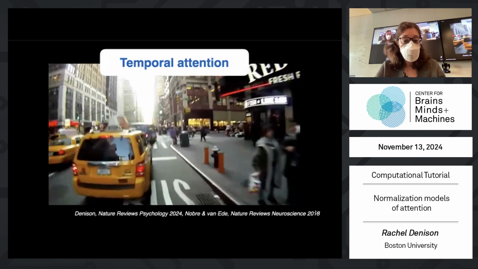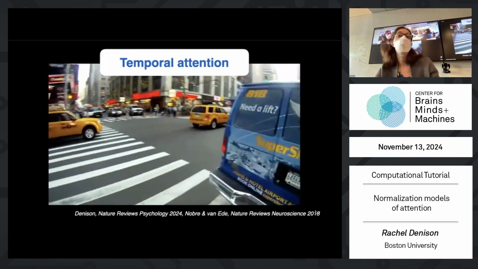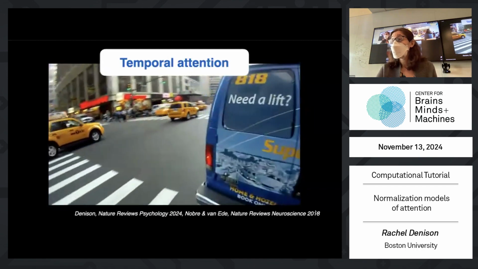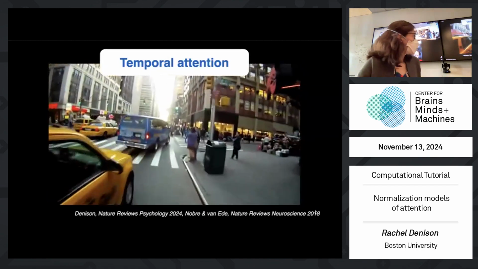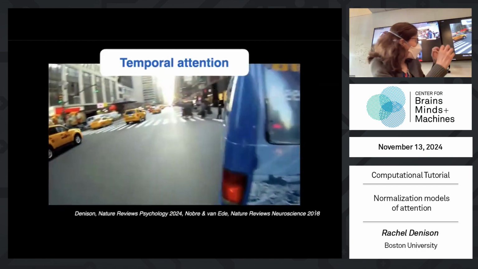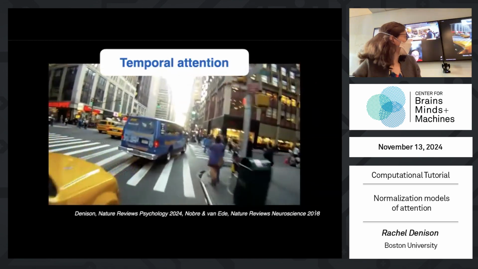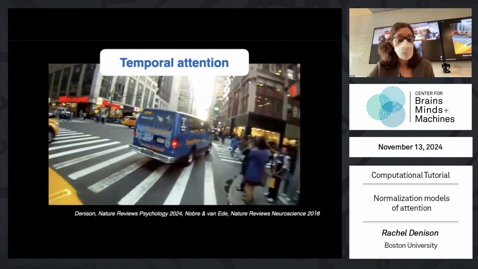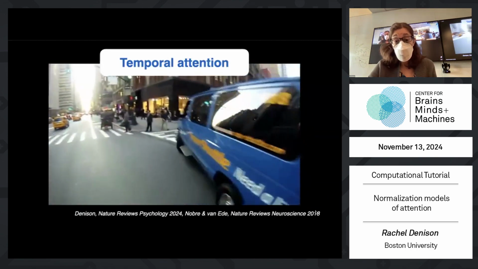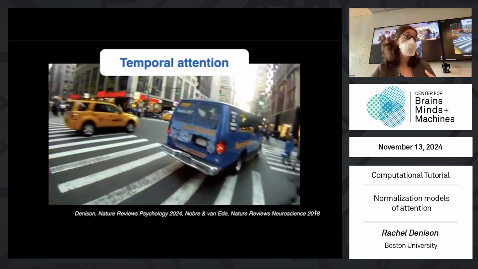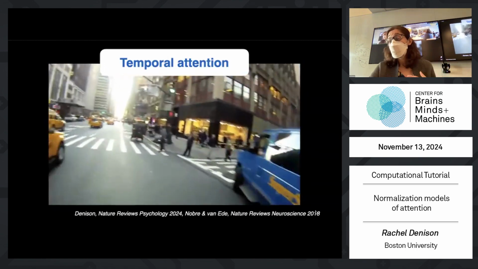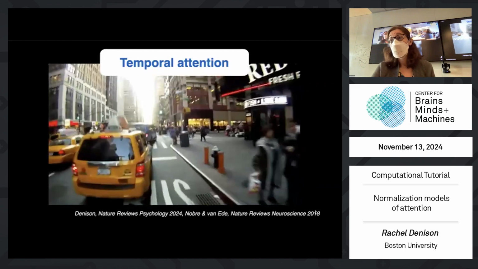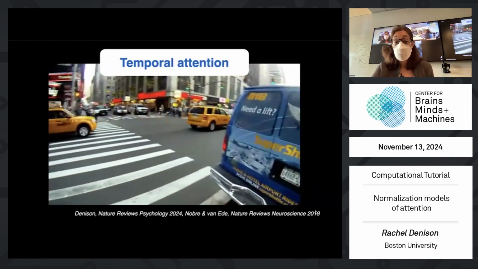The last type of attention I want to mention here is temporal attention. So we can also attend to specific moments in time when something important is likely to occur. I think you already noticed you might want to attend right about this time, right? To make sure you don't run into this blue van as you're passing by it, okay? So these are all different ways that we can use our cognitive systems, right, attention, to prioritize different aspects of the visual world.